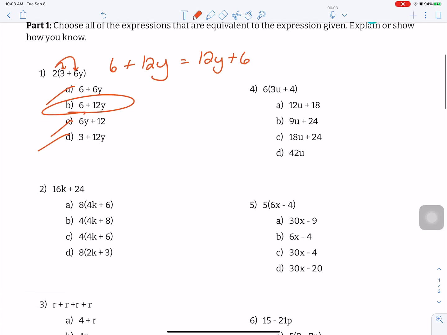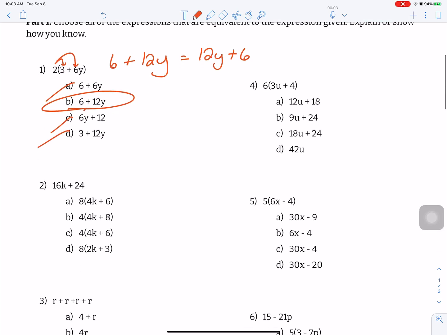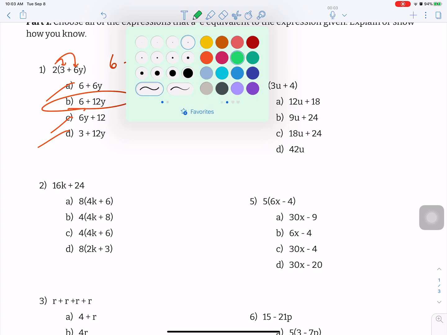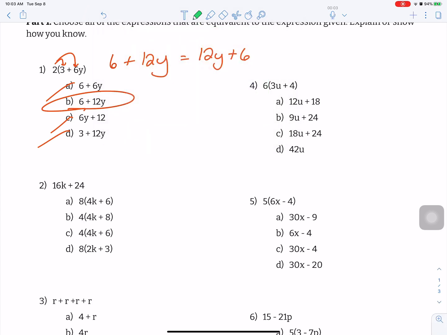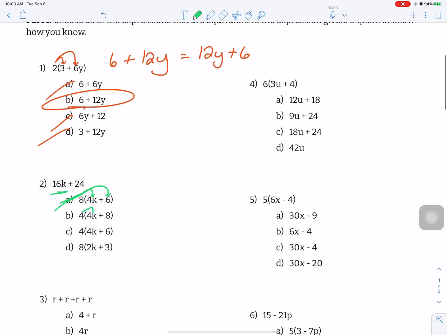I'm going to look at the number 2. That's the one that sometimes people get a little bit more confused at. I need to actually do the distributive property on all these parts here. And I can look on some of these. 8 times 4 is going to give me 32k, and I'm looking for 16k. Not going to happen. 4 times 4 gives me 16k, so I'm going to check for the next one.